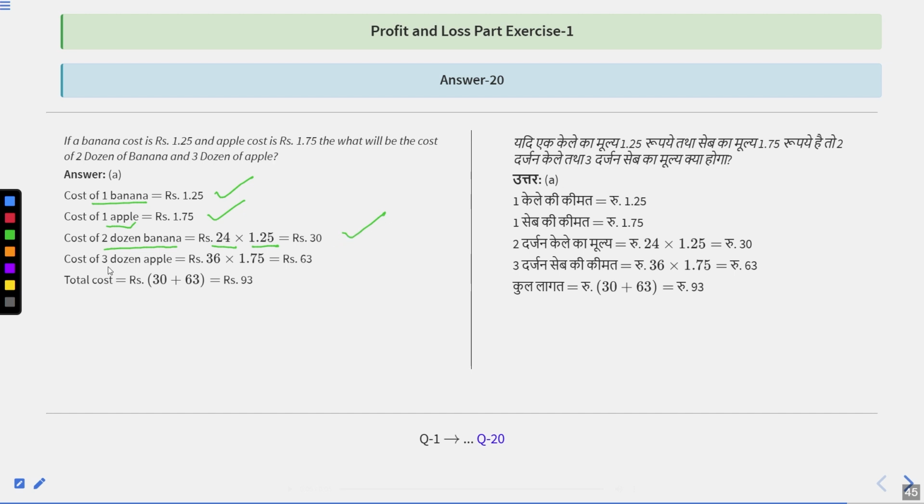In the same way, cost price of 3 dozen apples, 36 multiplying by each apple's price, which is 1.75. We get 63 rupees. So what will be the total cost? 30 plus 63, which becomes 93. So A is the correct answer.